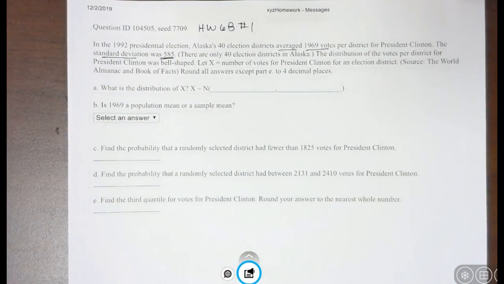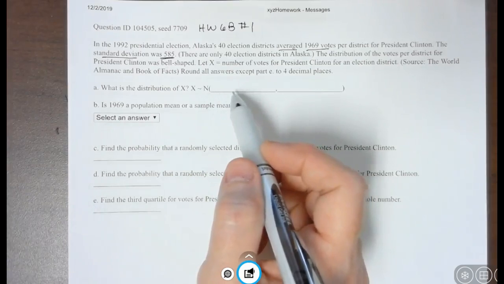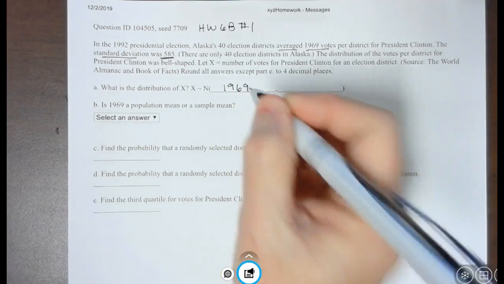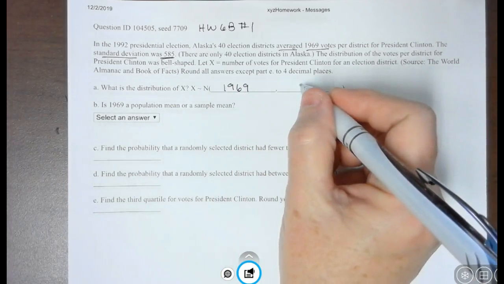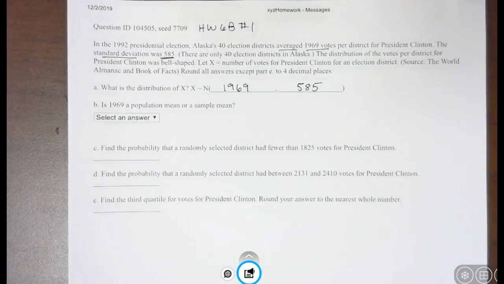Let X be the number of votes for President Clinton for an election district. Round all answers except part E to 4 decimal places. So the first question is just asking us, what is the distribution of X? And it's normal, because it told us it was bell-shaped. And we know the average, that's 1969. And then our standard deviation goes in our second slot.